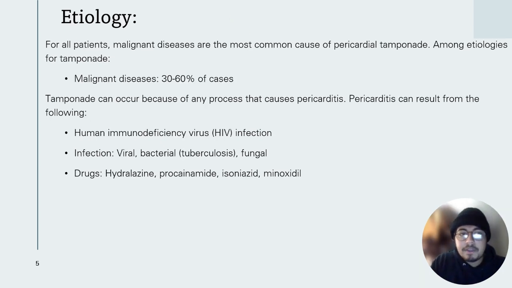Just to name a few, talking about etiology, malignant diseases are the most common cause of pericardial tamponade, accounting for 30 to 60% of all cases, and a tamponade can occur because of any process that causes pericarditis. Pericarditis can result from the following: human immunodeficiency virus, HIV, infections such as viral, bacterial, or fungal infections, and of course drug overdoses like hydralazine, procainamide, isoniazid. I can't even pronounce it. So those drugs as well.